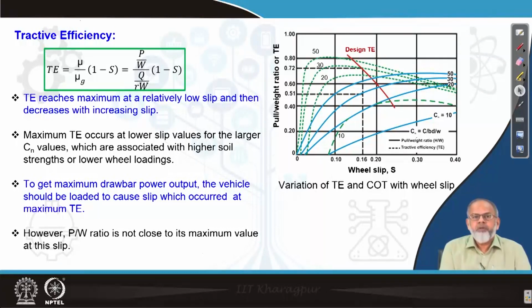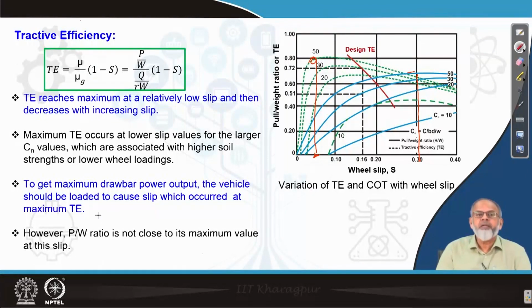To get maximum drawbar power output, the vehicle or the wheel should be loaded to cause slip which is occurring at maximum tractive efficiency. Okay, otherwise you will not get maximum output. So we have to load the wheel in such a way that the slip should be around this. Suppose in 50, so we have to load in such a way that the slip is around 5% and get the maximum tractive efficiency. And if you require more pull, then you have to have more slip. Then only you get maximum pull.